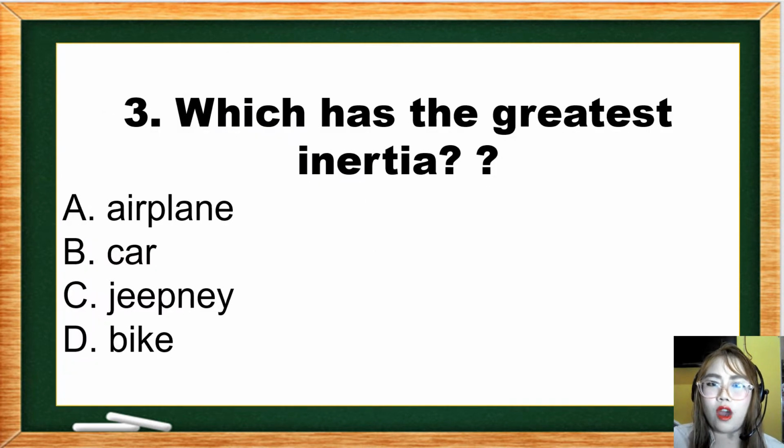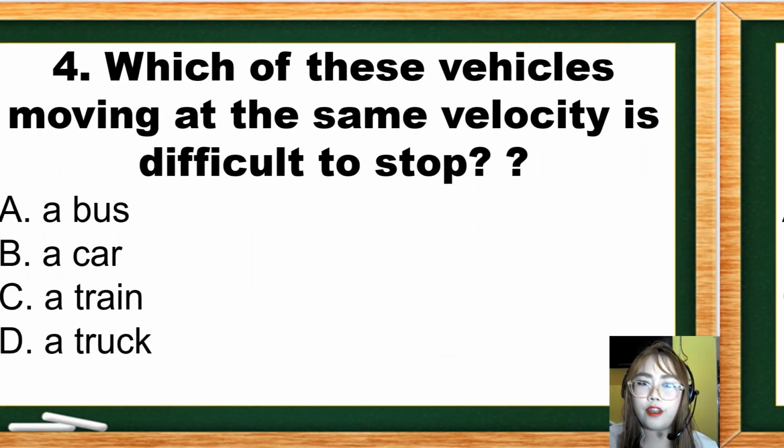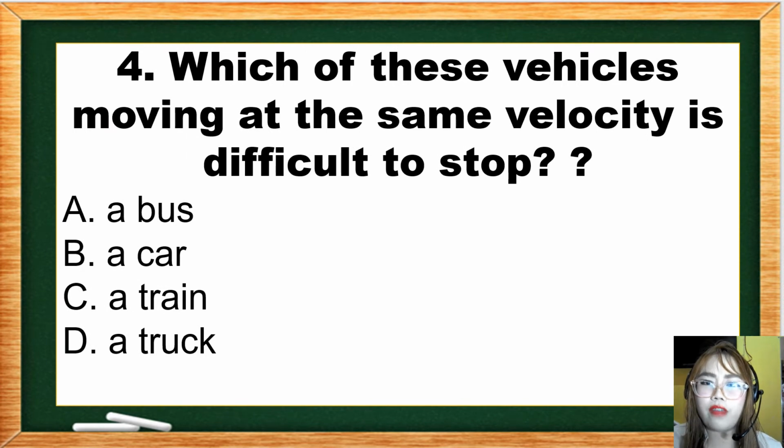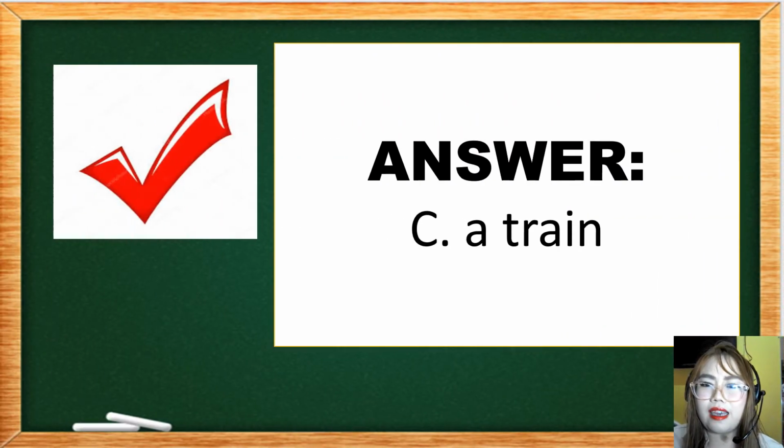Number 3. Which has the greatest inertia? A. Airplane. B. Car. C. Jeepney. D. Bike. Answer: letter A. Airplane. Number 4. Which of these vehicles moving at the same velocity is difficult to stop? A. A bus. B. A car. C. A train. D. A truck. Answer: letter C. A train.